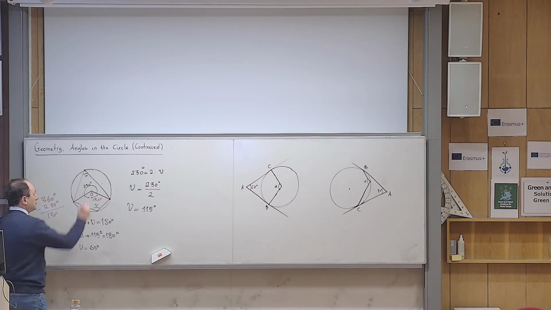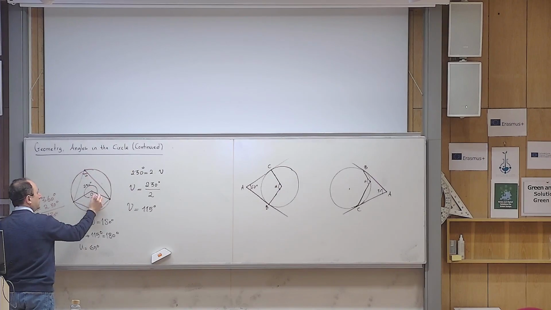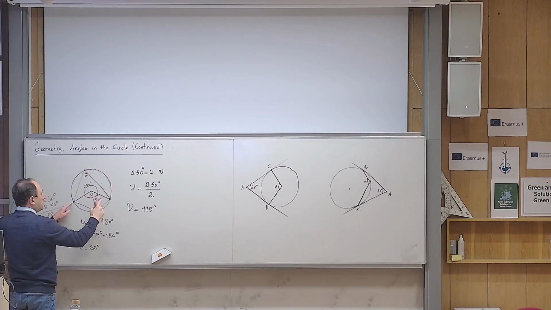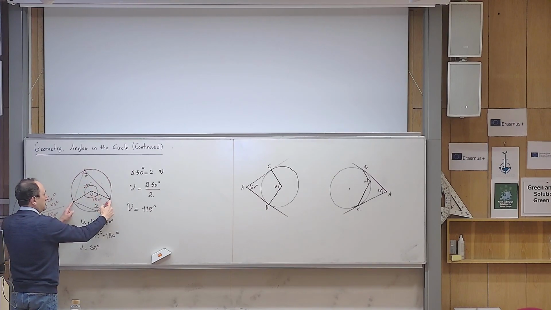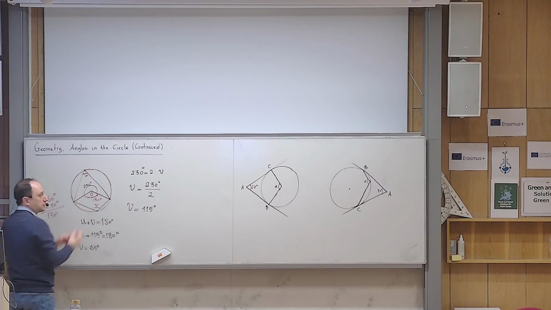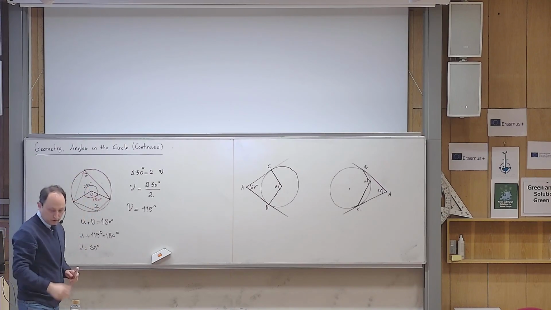But again, if you compare U and this angle, U is inscribed because the vertex is on the circle. This O you see here is central. And both of them are subtending this black arc. So this is inscribed subtending the black arc. This is central subtending the black arc. So the size of the central one is 2 times larger than the size of the inscribed one.